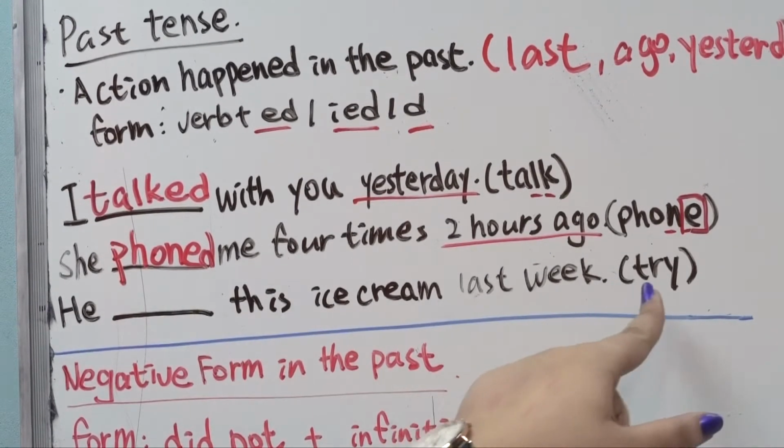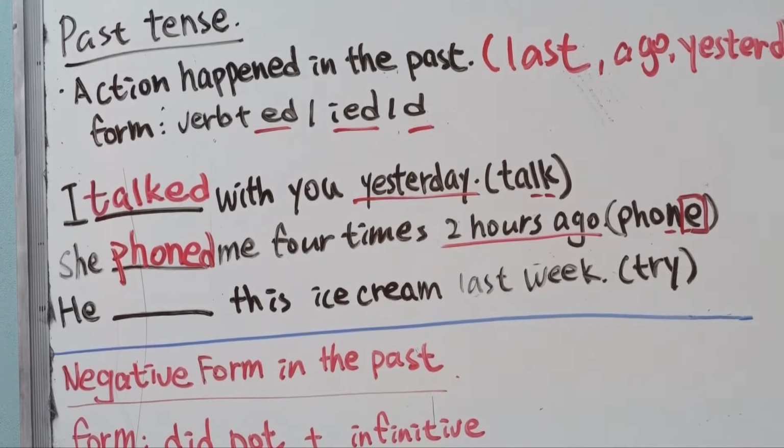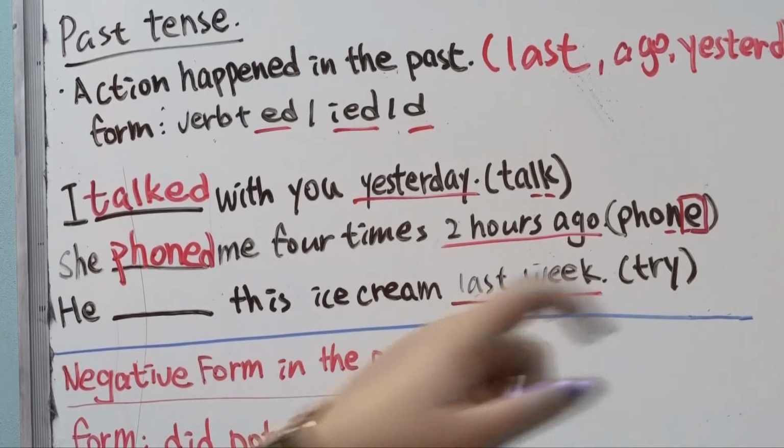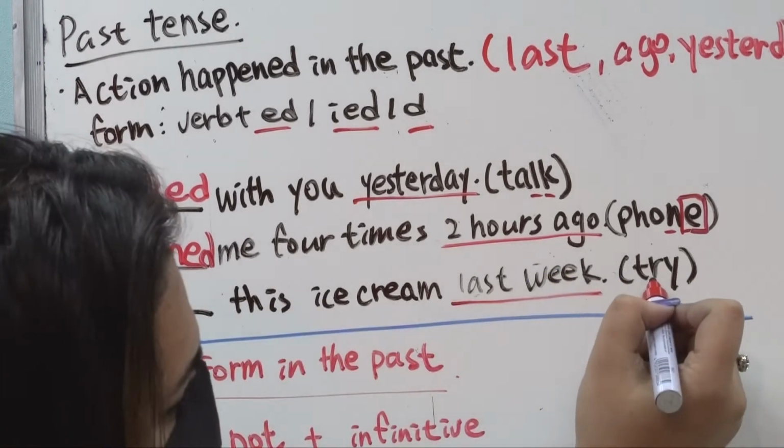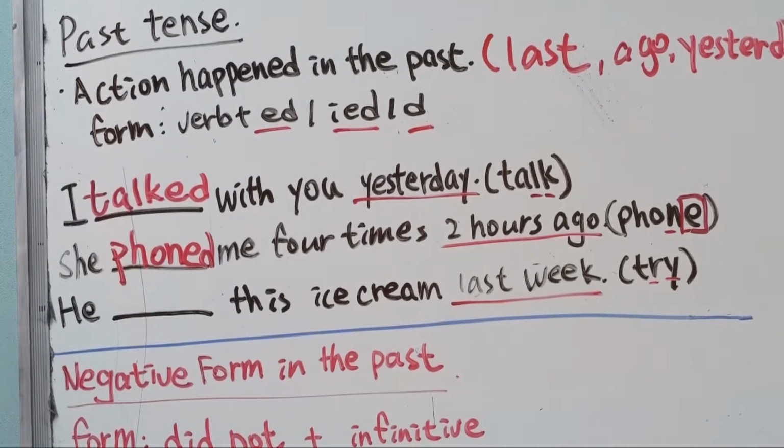And they gave you the action verb try. Which word here tells you that this action happens in the past? Ice cream? No. That should be last week, right? Last week tells you this action happened in the past. He tried this ice cream last week. Try. Let's look at the last 2 letters. R, Y. What do we have to do when an action verb ends with Y? We have to 3, 2, 1.